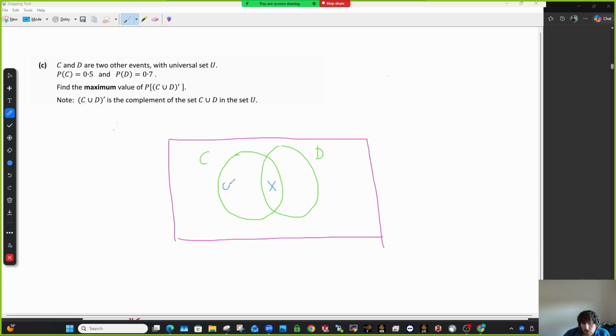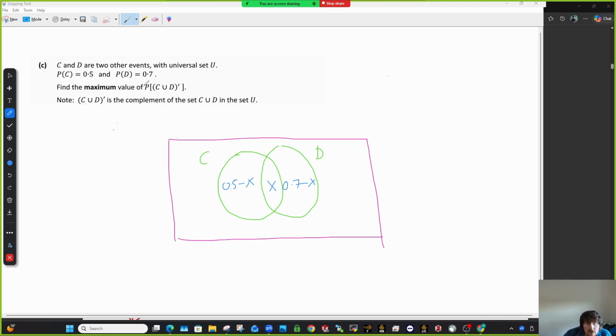And then we know that all of C is 0.5. So hopefully you can agree that this out here is that. Because all of C is 0.5, this part has to be 0.5 minus X, because when you add them back together, then you get 0.5. And the same logic out here. This is 0.7 minus X.